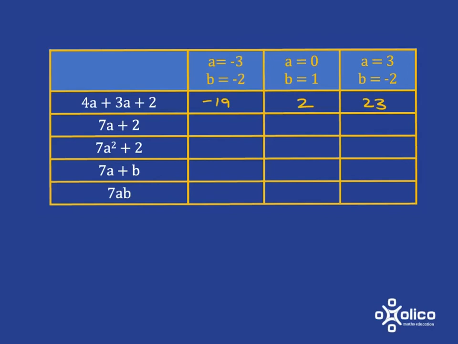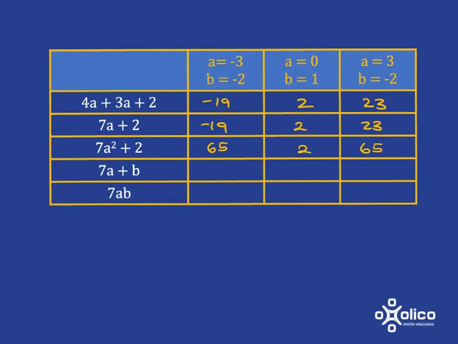For this next row, I am going to have 7 times 3 is -12, 21 plus 2, it's negative 19. And the rest are easy, we'll fill them in quickly. For 7a squared plus 2, I have to take 7, and then I've got to take negative 3 and square it. Negative 3 squared is negative 3 times negative 3, which is 9. 9 sevens are 63, plus 2 gives me 65. And again, we'll work out the other two in a similar way, and there are the answers.